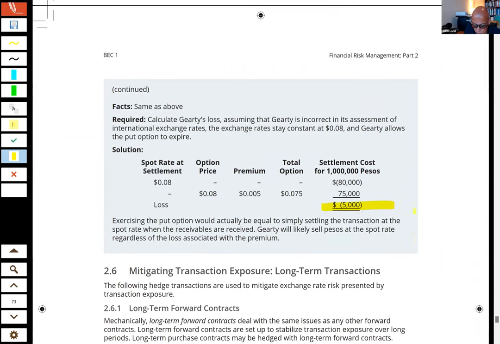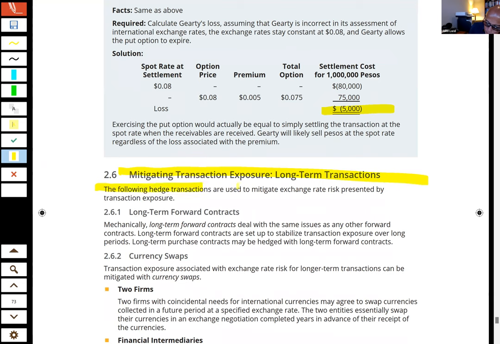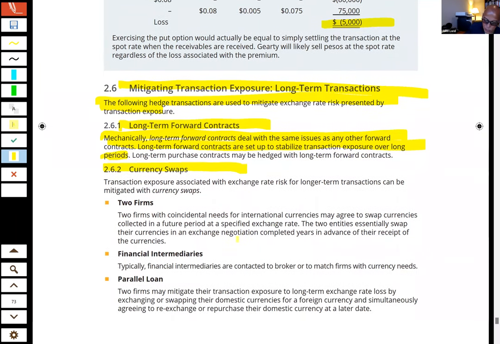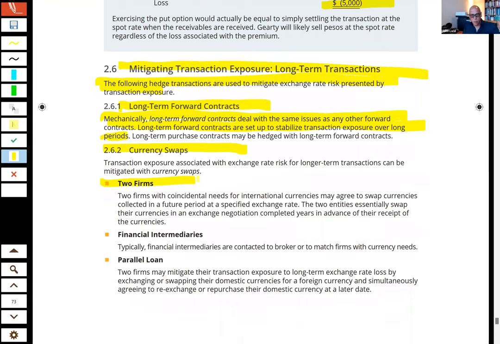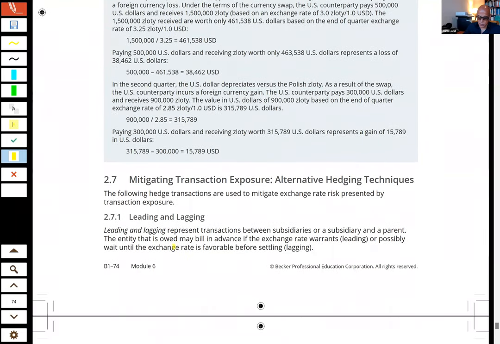Okay. Now, as I've mentioned, you could also use long-term contracts. Mechanically, long-term contracts address the same issues. Long-term contracts are set up to stabilize transaction exposure over a long period of time. And you could also do currency swaps between two firms. I give you pesos, you give me dollars; I give you dollars, you give me pesos, through financial intermediaries. There are also parallel loans, which are examples of currency swaps. They get into quite a bit of detail there on currency swaps. I don't think we need to get into all that.